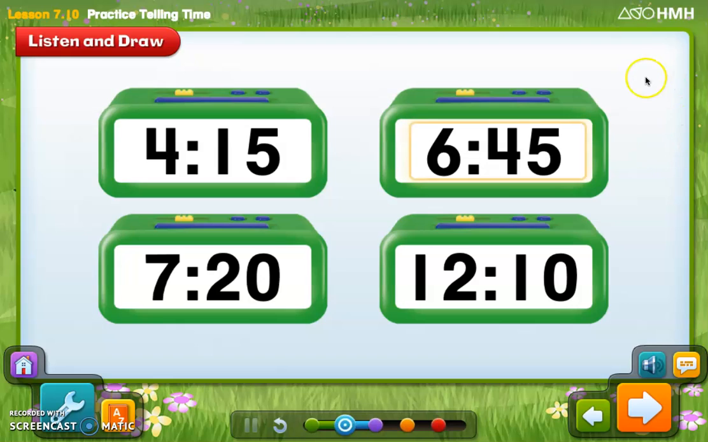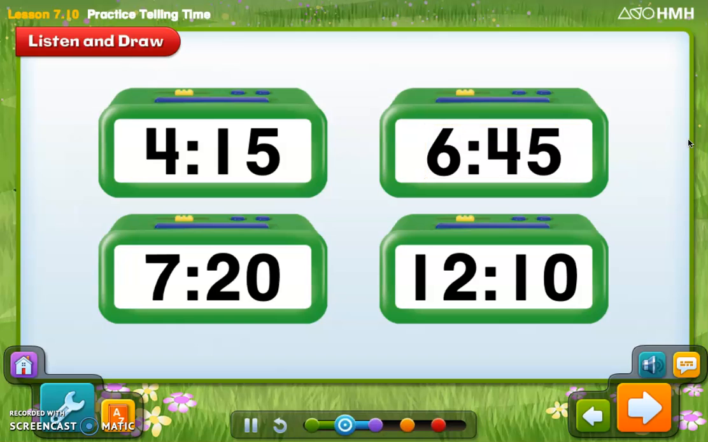So as you can see just from these examples, the digital clock is very easy to read, right? So whenever she says 4:15, we can just click the one that says 4:15. They always start with hours first and then minutes. So in the last one too, they said 12:10, and then 6:45. So digital clock's a little bit easier to read.